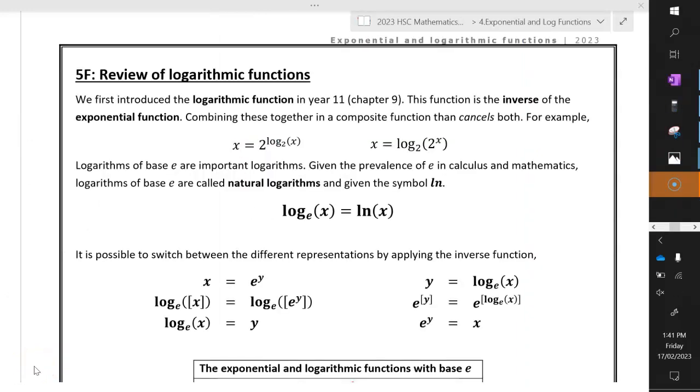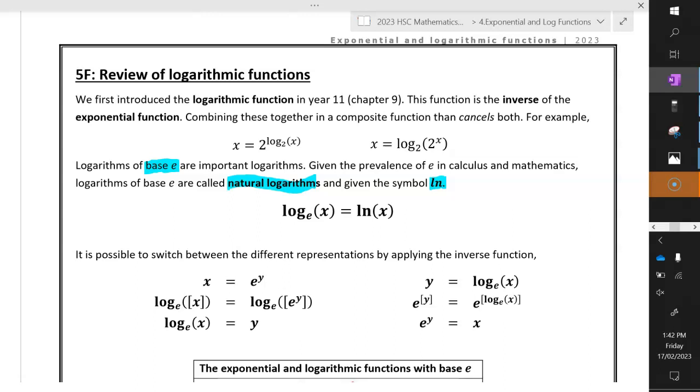Now there were two types of logarithms that we had a look at in Year 10: logs that had a base e and logs that were base 10. The ones that we're primarily going to be looking at are going to be base e. And those logarithms of base e are important. They are what we call natural logarithms. Given the prevalence of e in calculus and mathematics, logarithms of base e are called natural logs, and they're represented by this symbol ln. It is not "in". I've heard people pronounce that as "in" before. It is ln, standing for natural logarithm.